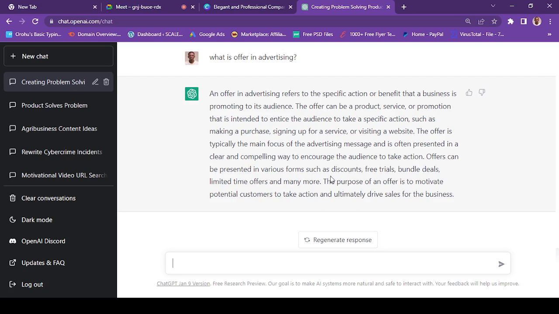All right, good. Now, the offer is typically the main focus of the advertising message and is often presented in a clear and compelling way to encourage the audience to take action. Offers can be presented in various forms such as discounts, free trials, bundle deals, limited time offers, and many more. The purpose of an offer is to motivate a potential customer to take action.